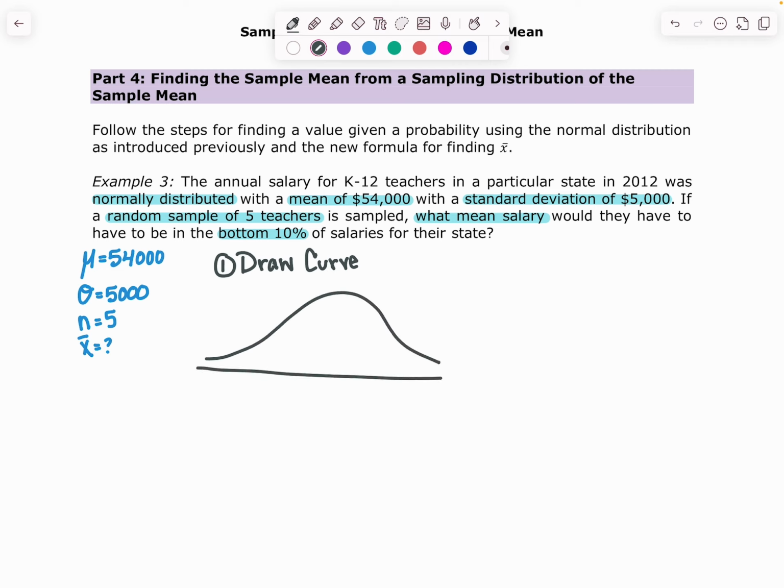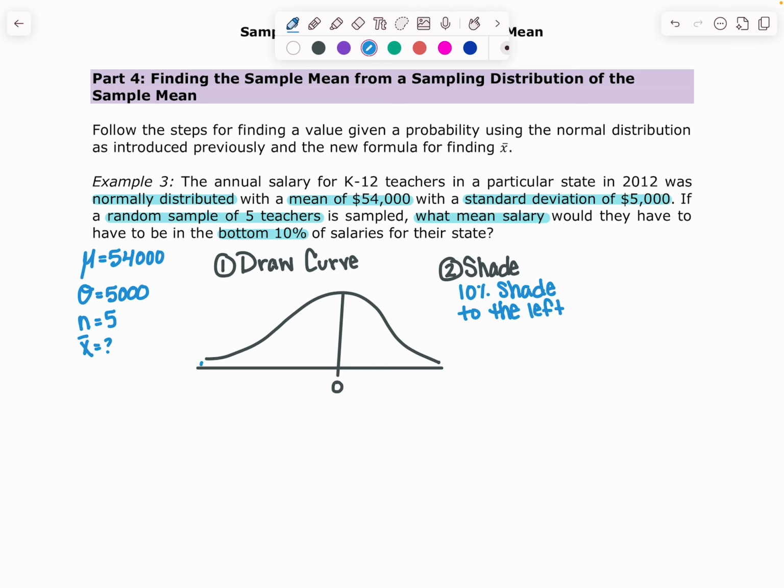That one was not as good as the last one I did. That's okay. They don't have to be perfect. There we go. And now we have the bottom 10%. So we're going to shade 10% of our curve. And if it's the bottom 10%, it's going to be shaded to the left. So I'm going to start on the left and I'm going to start shading until I've shaded roughly 10% of my curve. That looks close enough. Where I stop shading, I've drawn my line, and there's an unknown z-score here. None of this is different so far. All of this is the same steps we followed previously when we were looking at an individual.